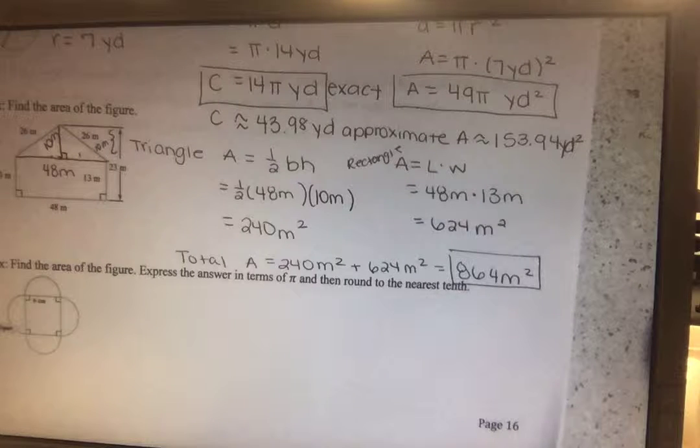So next example, same concept. Find the area of the figure. Write the answer in terms of pi, and then we're going to round our answer to the nearest tenth. So same thing, so exact and then approximate.